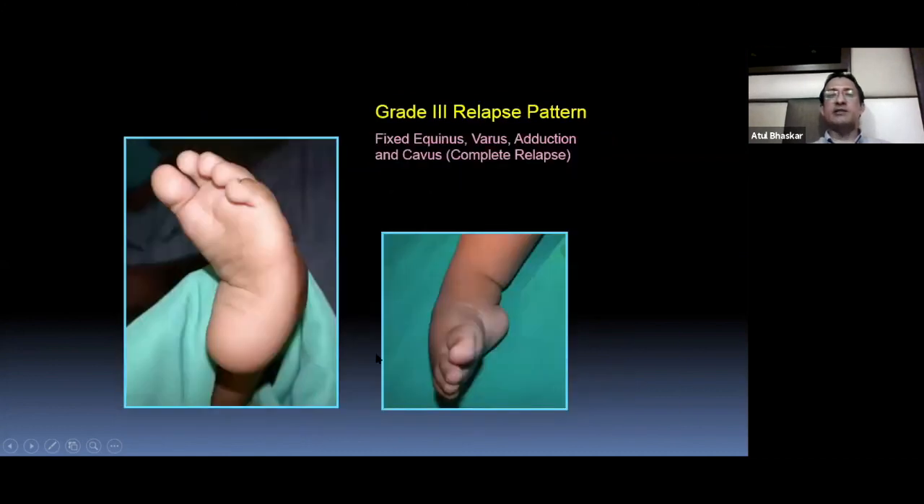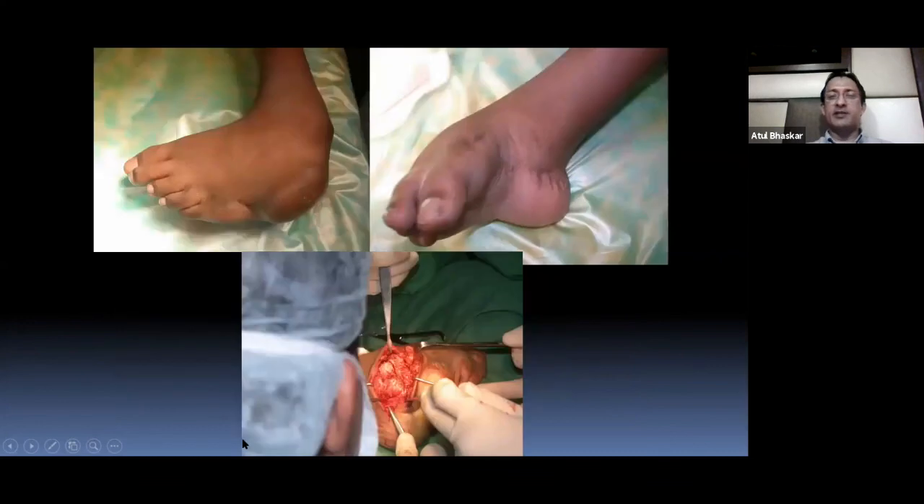So this is a classic example of a virgin club foot which has come back following a failure of brace, and the child comes back with a full-blown relapse. So this is what is called a complete relapse, where all the deformities have recurred because of lack of compliance. And again, here you have to do a complete release.